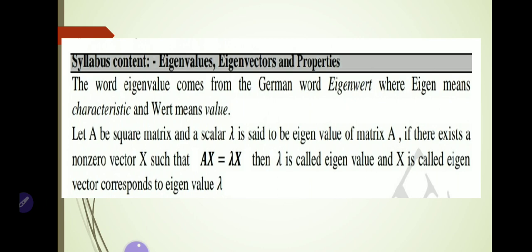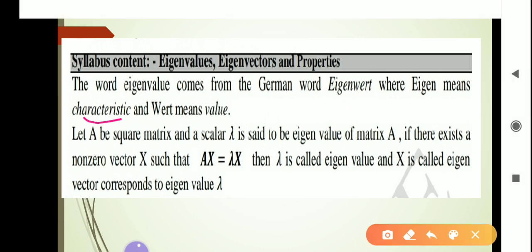The word eigenvalue comes from German, where the German word eigenwort has eigen meaning characteristics. This is very important: eigen means characteristics and word means value. So this eigenvalue is also called the characteristics value. Now how do we define these eigenvalues and eigenvectors?